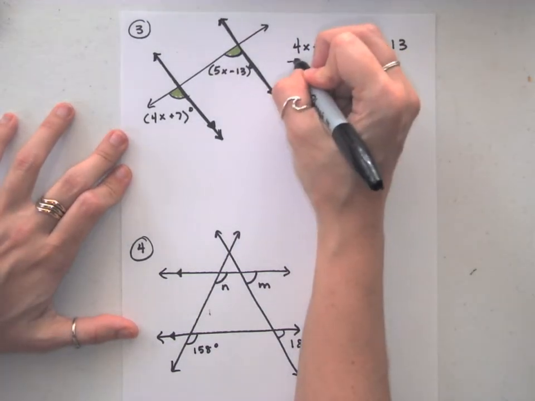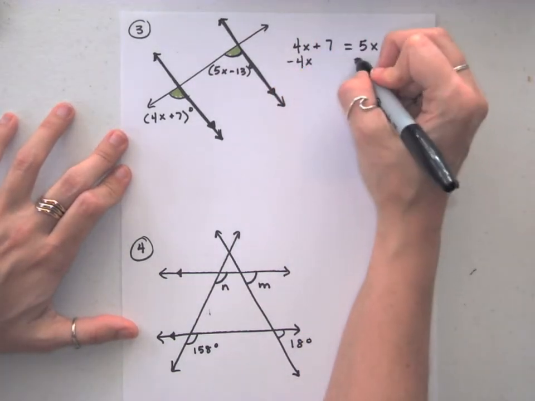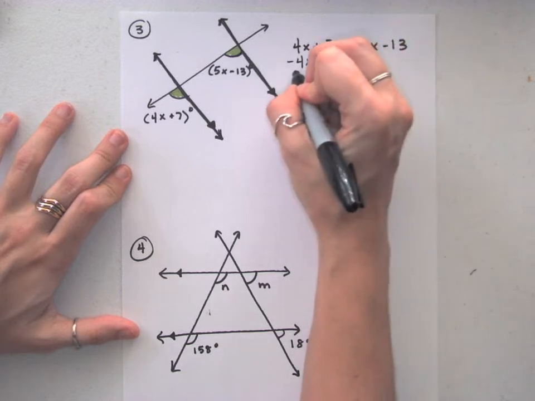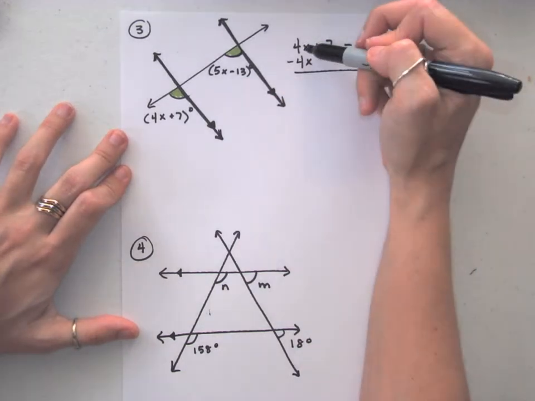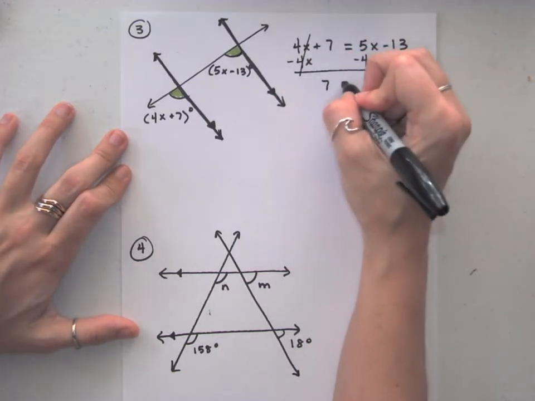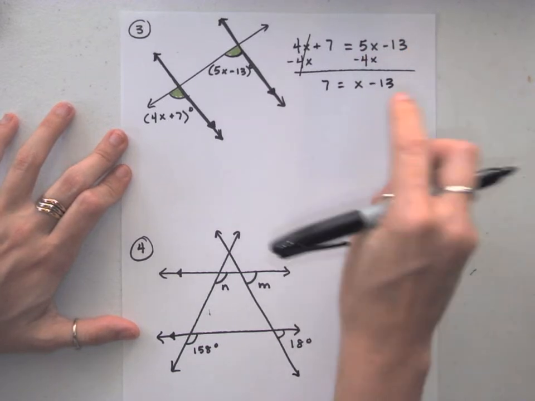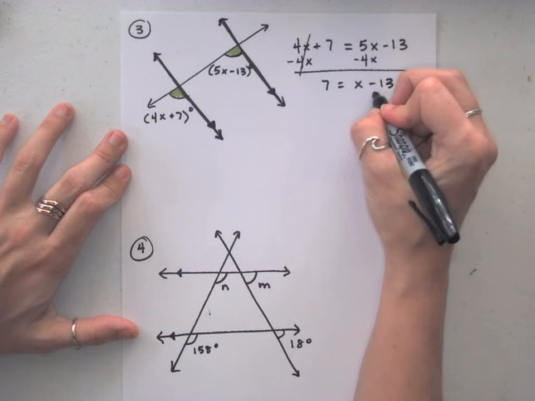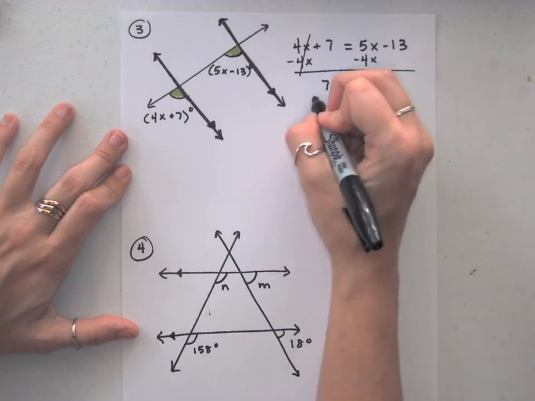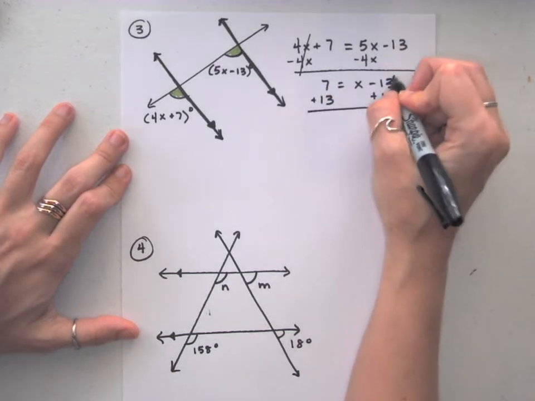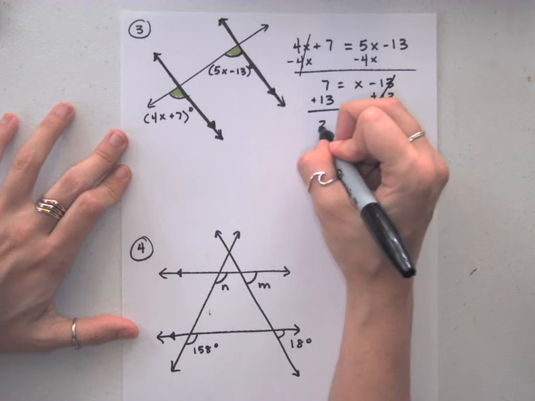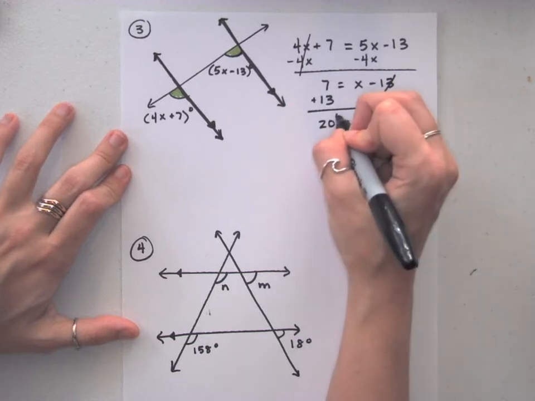I am going to get all of my variable terms on one side. I'm just solving an equation now like we've learned how to do in school. 5x minus 4x is 1x. And now I want to isolate my variables, so I'm going to add the constant 13 to both sides. 7 plus 13 is 20, so x must be 20 degrees.